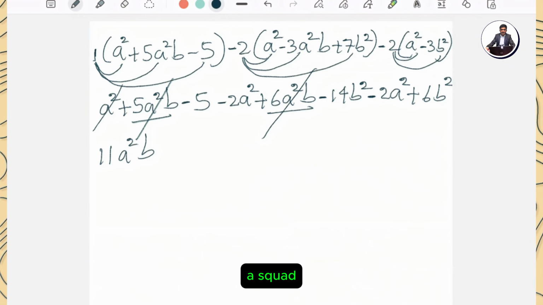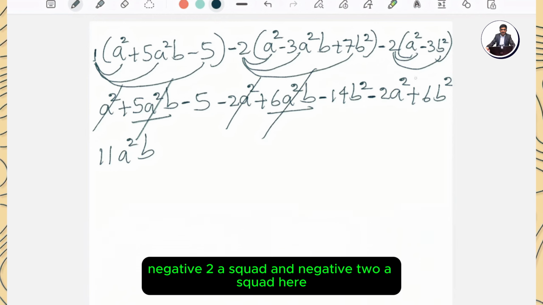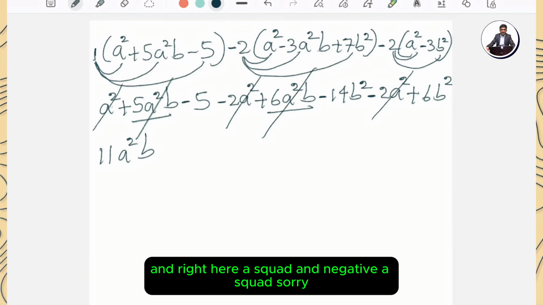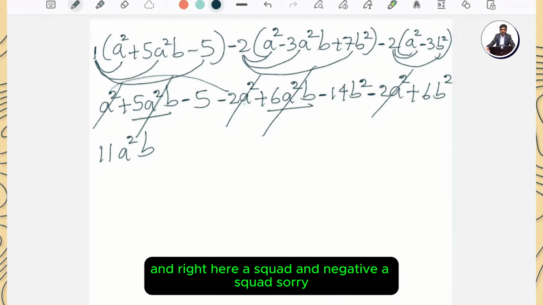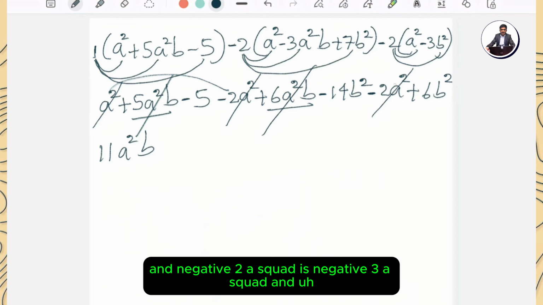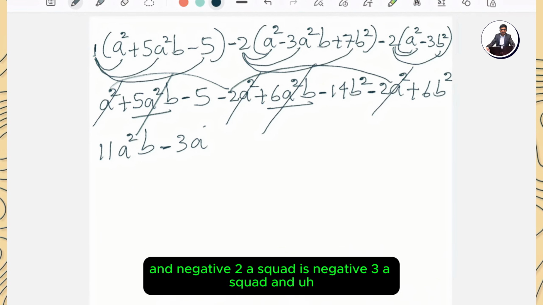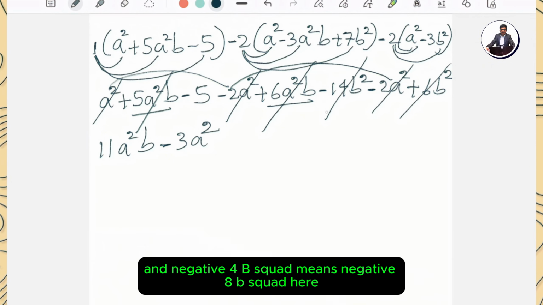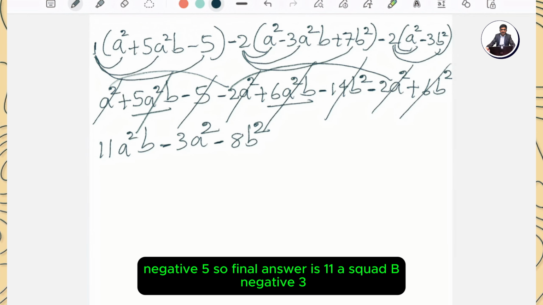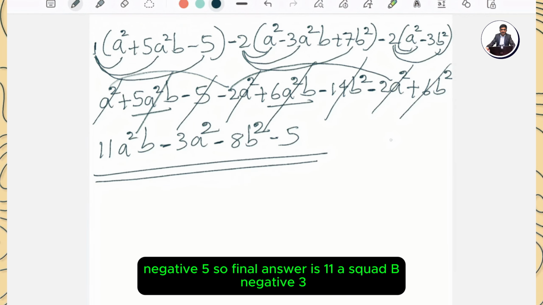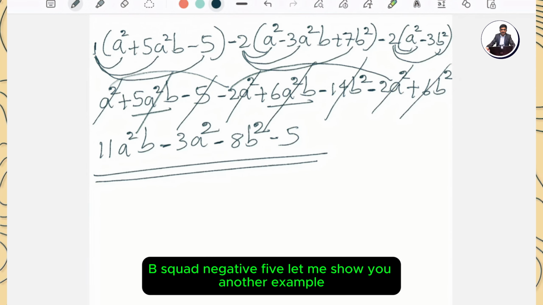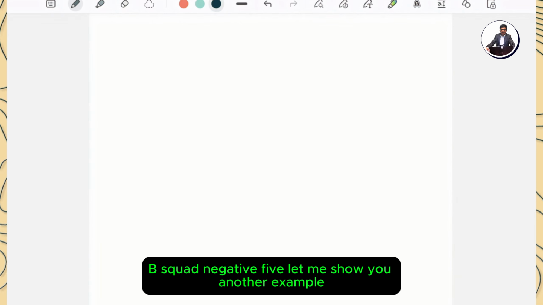Now a squared, negative 2a squared, and negative 2a squared. Here a squared and negative 2a squared and negative 2a squared is negative 3a squared. And we have b squared, here 6b squared and negative 14b squared means negative 8b squared. Here negative 5. So the final answer is 11a squared b, negative 3a squared, negative 8b squared, negative 5. Okay, let me show you another example.